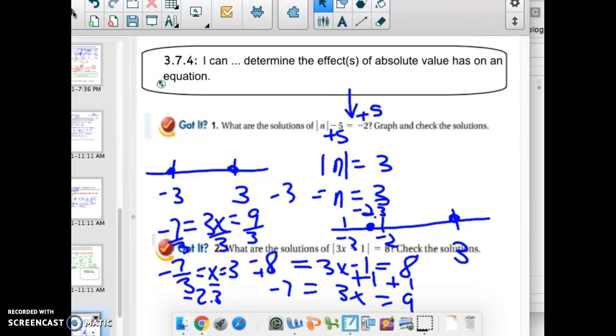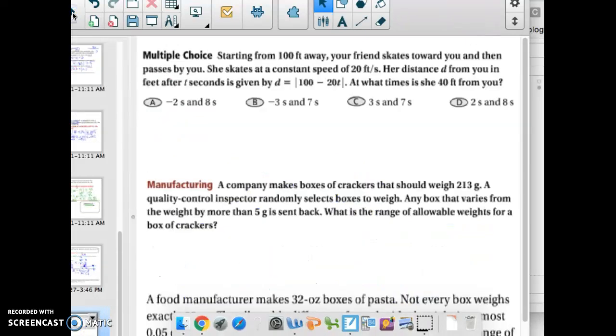Okay, so what's next? All right. So this one is one that almost everything is done for you, but it says starting at 100 feet away, your friend skates towards you and then passes you by. She skates at a constant speed of 20 feet per second. You can see they put it right here already. What time, and it says after t seconds, okay? So what time is she 40 feet away from you? And notice what d is, her distance d. So it's like, wait a minute, when is she 40 from you?